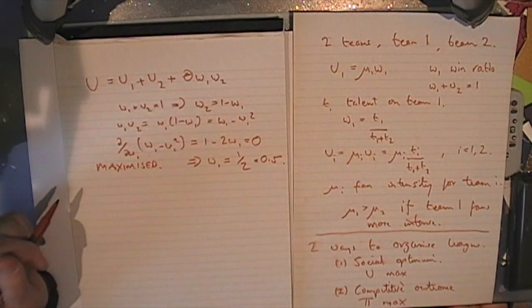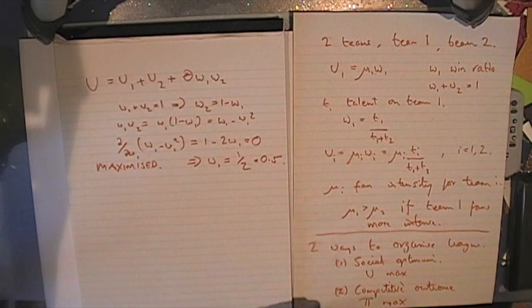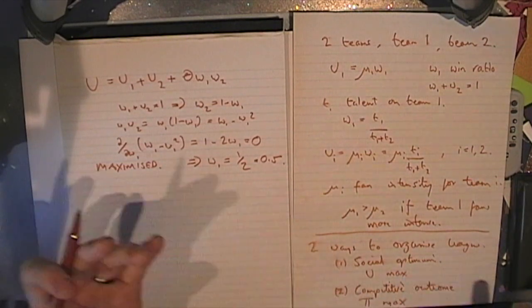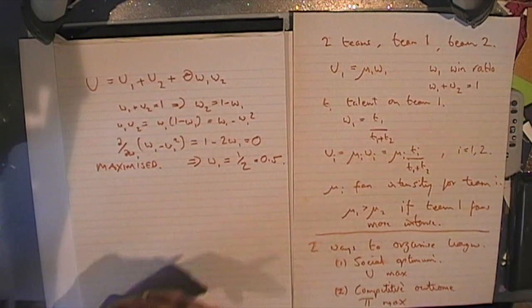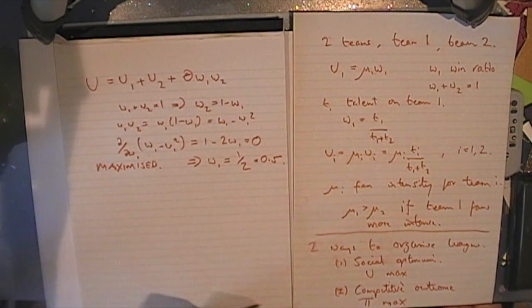So that's great. Couch potato fans who watch on TV, or neutral fans, like it when the game is really balanced. Of course, fans of each team don't. Fans of each team would prefer to see their team win. But we said that we're thinking about some kind of social optimum, some kind of utility maximization.